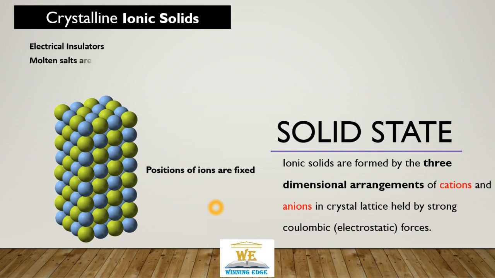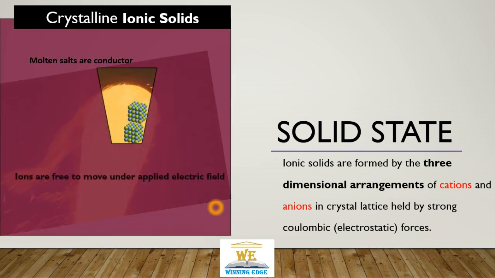But in molten state, salts are conductive. The reason is, on heating, these cations and anions can move, and thus act as carriers of current. That's why in molten state, because of the higher mobility of cations and anions, they conduct electricity under an applied electric field.